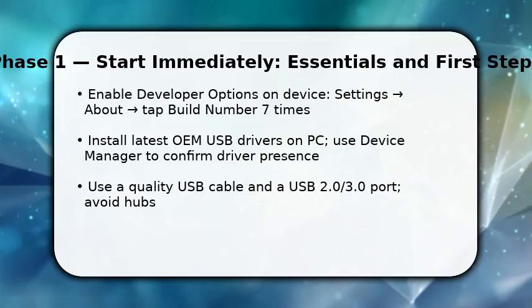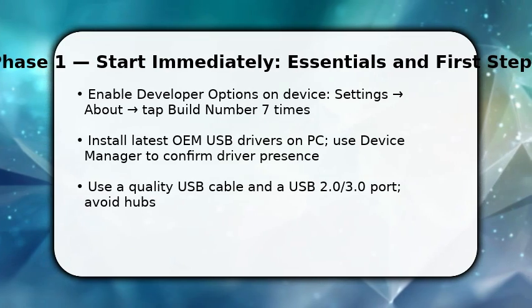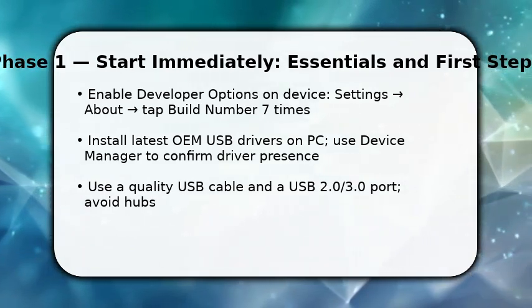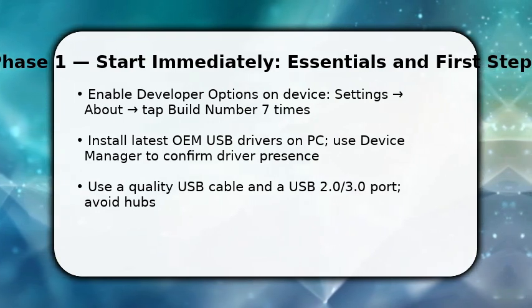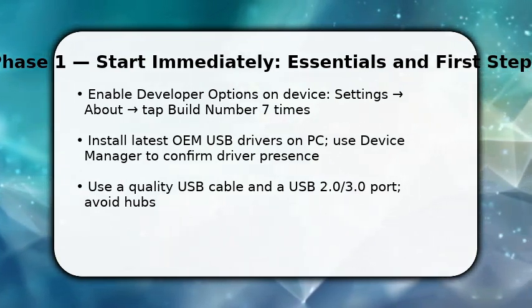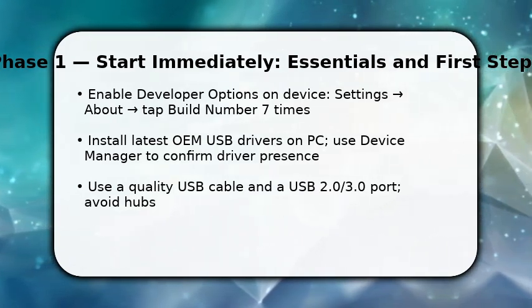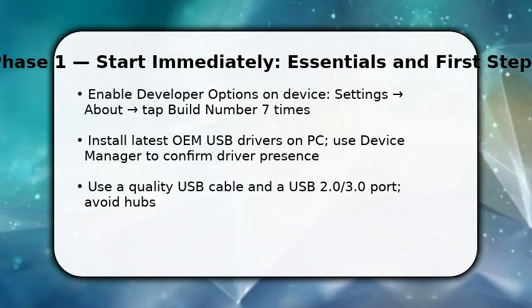Enjoy the video. You start by preparing both devices, enable developer options, and turn on USB debugging on the phone so the PC can request authorization. On the PC, install the correct OEM USB driver and confirm the device appears in Device Manager. This avoids generic driver conflicts.